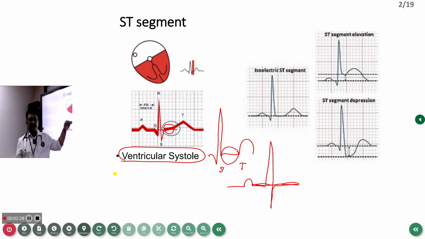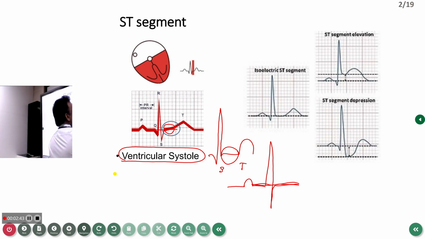If it is above that PR segment, that is ST elevation. If it is below the PR segment, it is ST depression. So there are two important problems which you can get when we are taking an ECG. It can be ST elevation or it can be ST depression.